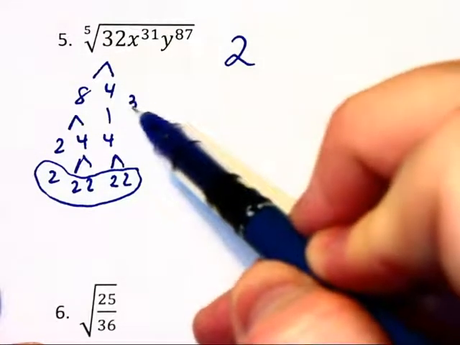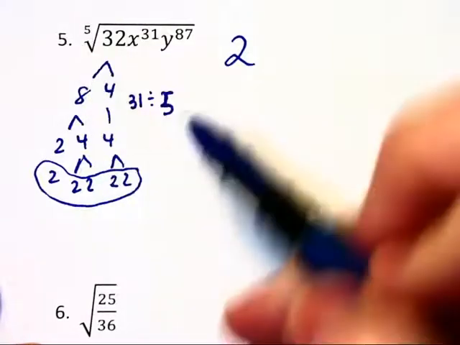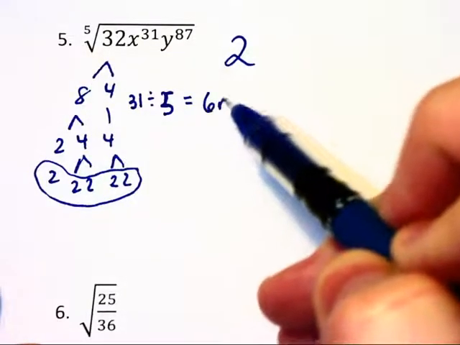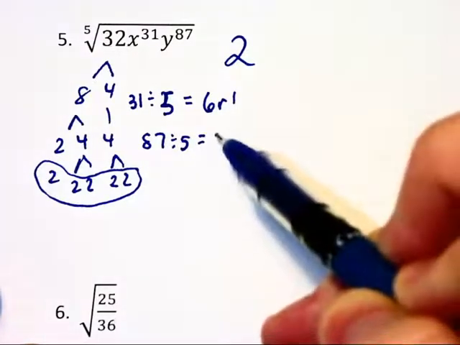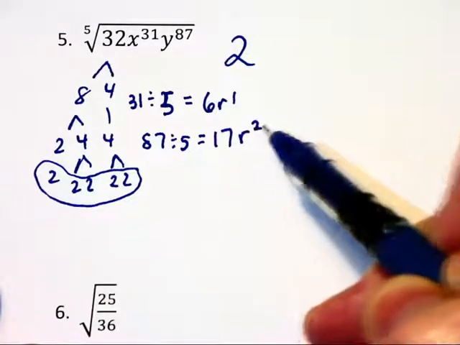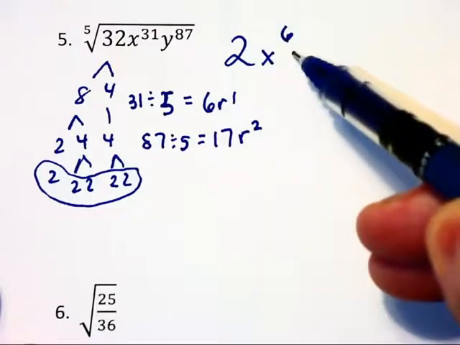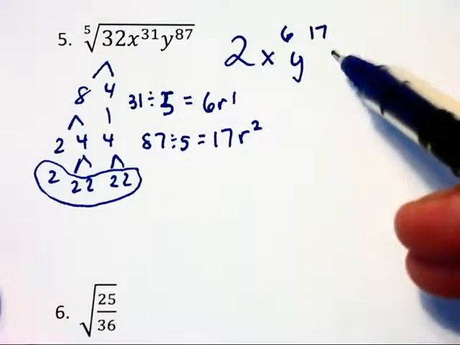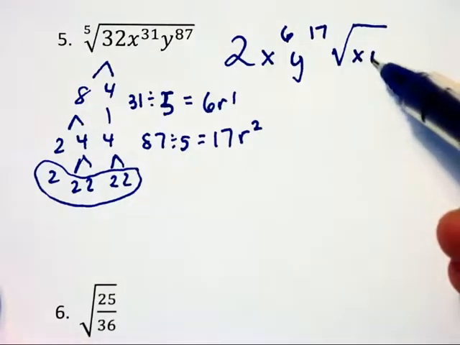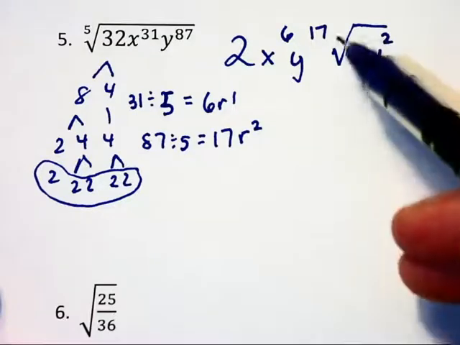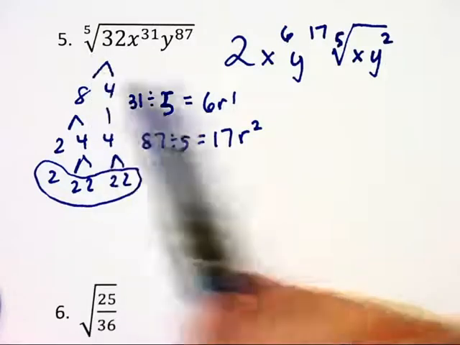I would take 31, divide it by 5 because this is a 5th root, and that gives me 6 remainder 1. And I take 87 divided by 5, and it turns out that that goes in 17 times with a remainder of 2. So I'm going to have 6 x's coming out and 17 y's coming out, with 1 x left inside the radical and 2 y's left inside the radical, and I need to make sure I put my index of 5 there because it's a fifth root that we're taking.